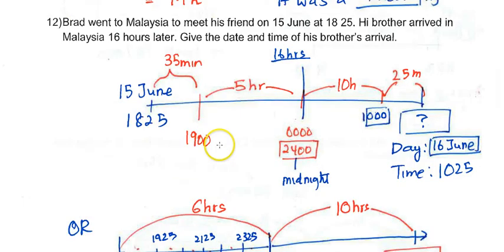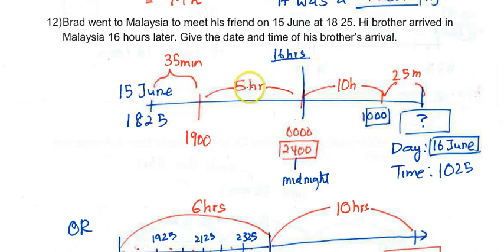Okay, let's finish the last question. So Bragg went to Malaysia to meet his friend on 15 June at 18:25. Now 18:25, this is the evening, 6:25. Now his brother arrived in Malaysia 16 hours later. Okay, 16 hours later, he landed at his time. So the time difference is you need to find out 16 hours. What time would it be later? All right, so this is 15 June at 6:25 p.m.